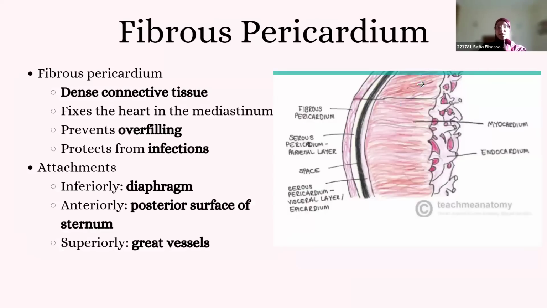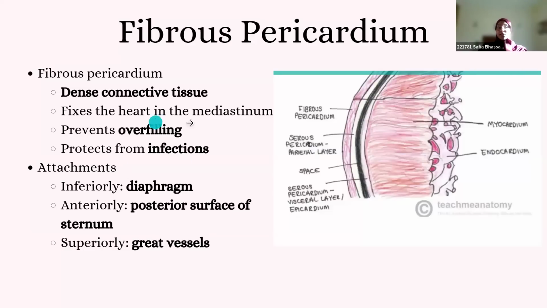Fibrous, from the name, you can tell that it is made out of dense connective tissue or fibers, and this helps with its function. So the heart, when it's filling up, it tends to move outwards or bulge outwards, but because the fibrous pericardium is so dense and it's inflexible, it prevents overfilling of the heart, so it limits how much the heart can actually fill up.